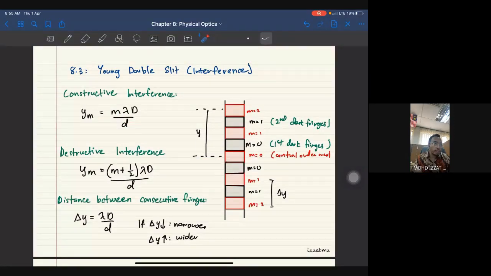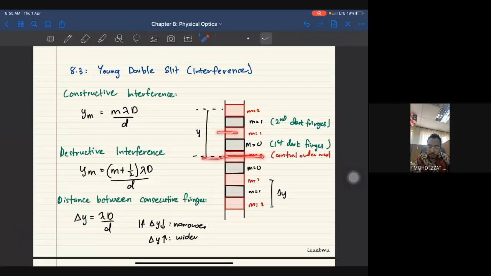M, kita kata second order. Calculate the distance y for second order. Masuk je m sama dengan 2. Calculate the destructive for m equals to 1. Masuk je. The problem is, if they give you fringes. Dia kasih fringe. So contohnya here, yang middle one ni dia panggil sebagai central order maximum.